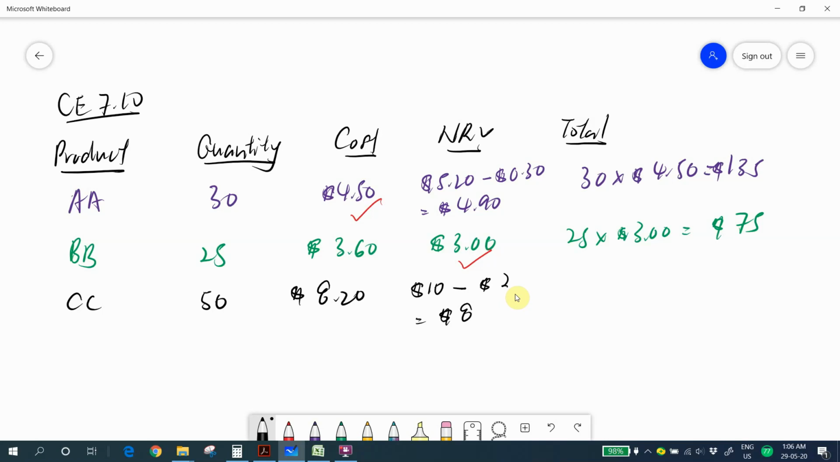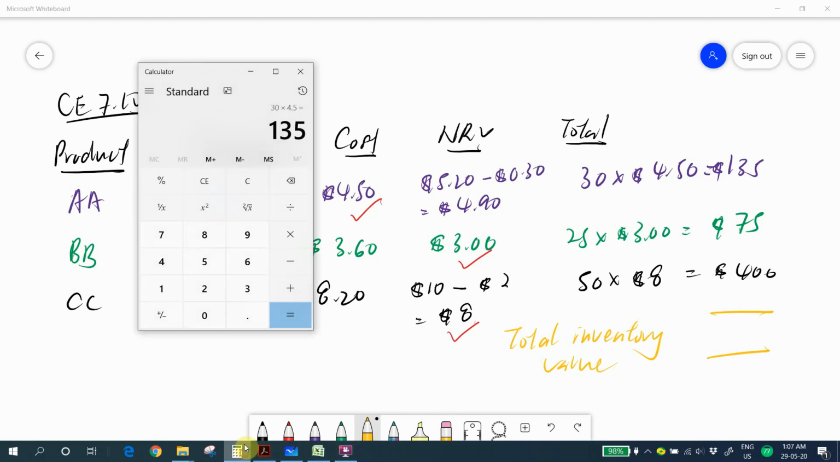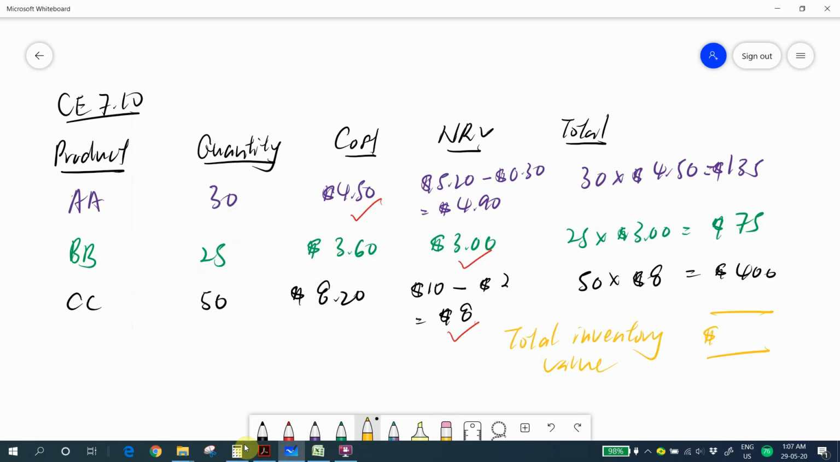After you get the NRV, we do a comparison, cost compared to NRV. Which one is lower? Obviously, your NRV is lower, 8 compared to 8.2. So to get the CC value, we use 50 units times $8 each, so we get 400. The requirement is to provide the total inventory value. So we use 135 plus 75 plus 400. Answer: 610. This is the total inventory value for LKY company as at year end.